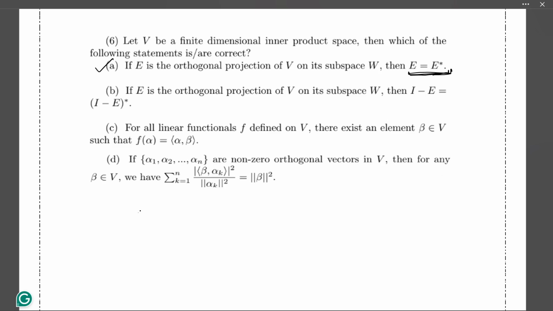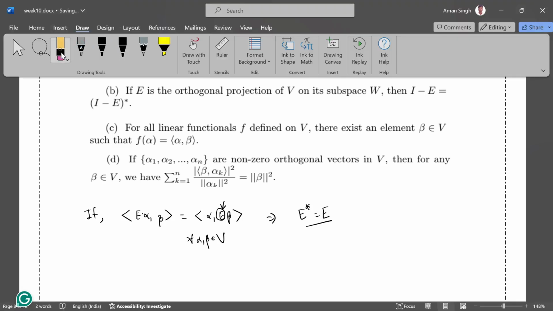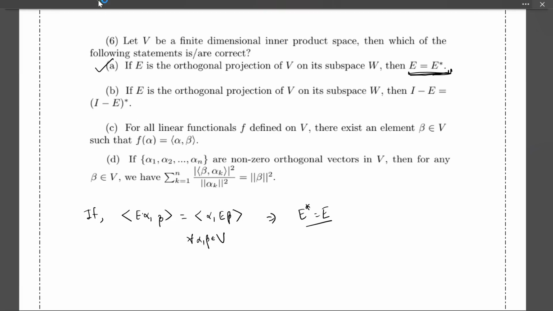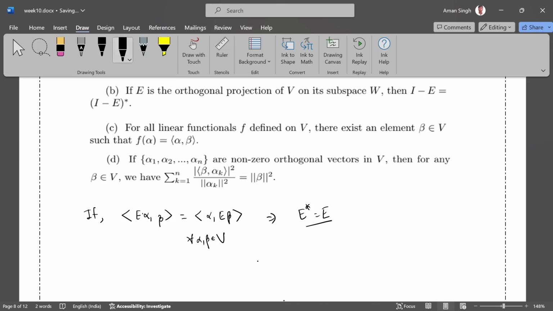Now we want to show E star is equal to E. So, E alpha, beta is equal to alpha, E beta. If we prove this for every alpha, beta, this will imply E star is equal to E, because the operator which is hidden here is called E star. So we need to prove E alpha, beta is equal to alpha, E beta. Let's see how to prove it.